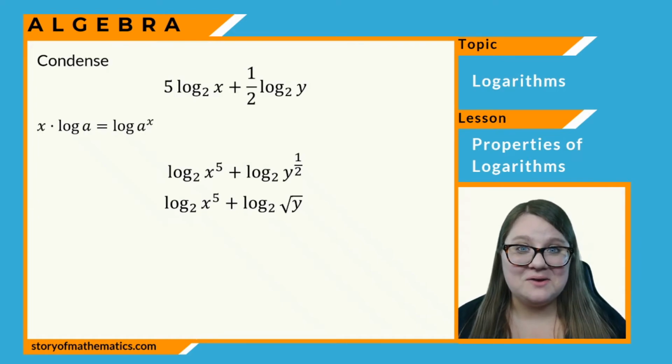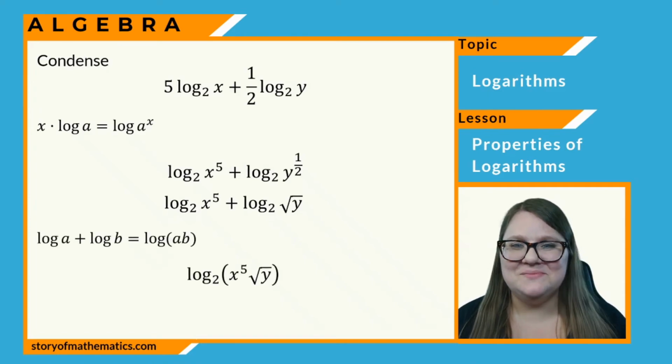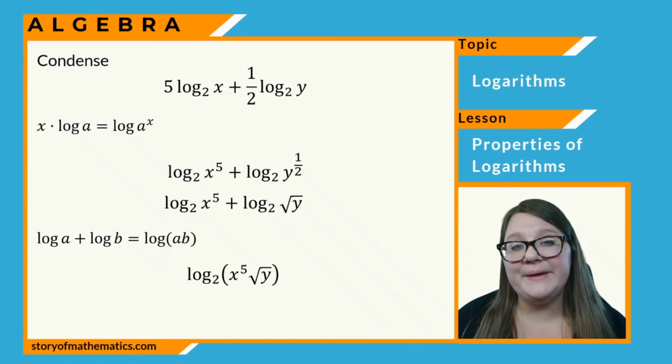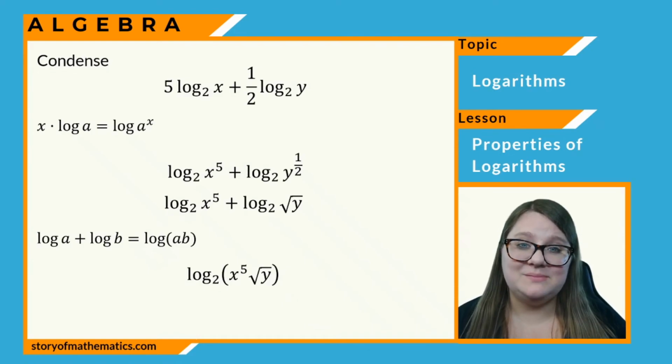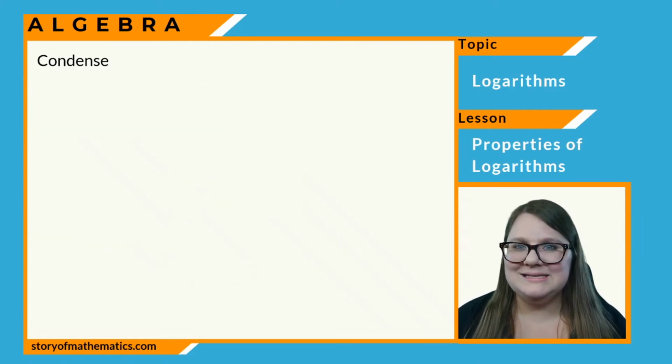Now I'm adding two logarithms, so what can I do with their insides? Well, this is product rule, so I'm going to multiply their insides. This gives me a fully simplified format of log base 2 of x to the 5th times square root of y. Let's try one more condensing problem.